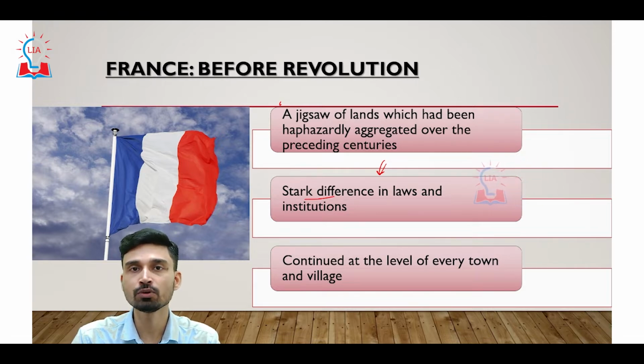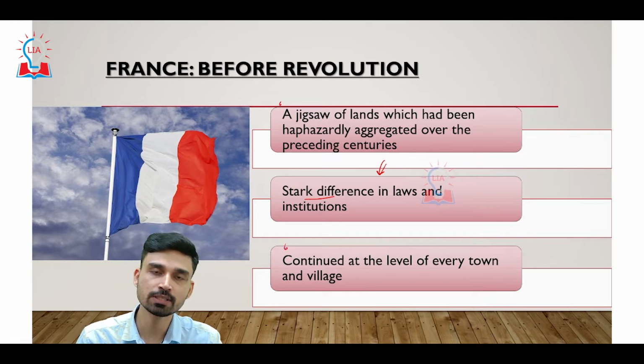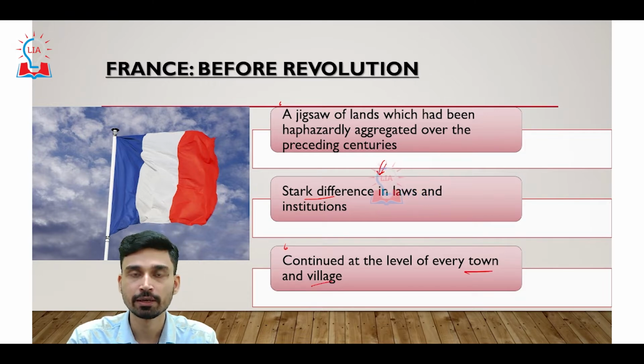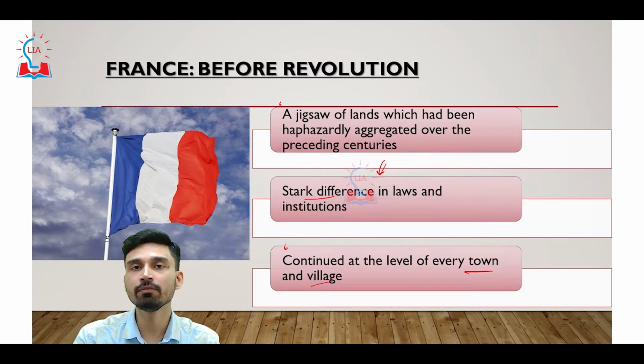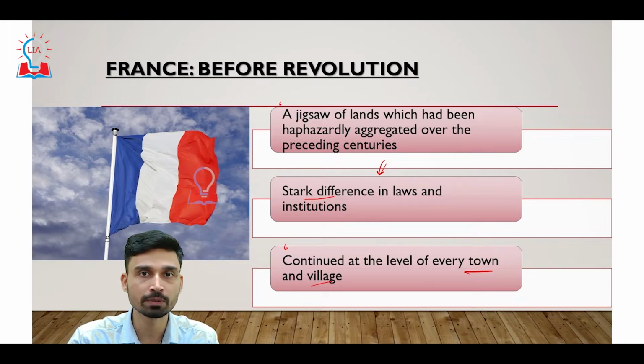These differences were not only observed at the regional level, but stark differences in laws and institutions were seen even at the level of every town and every village. That means every village and town of France at that time had different kinds of laws, and it is quite possible that you might commit a criminal activity in one village, but if you did the same activity in another village or town, you might not be prosecuted at all.